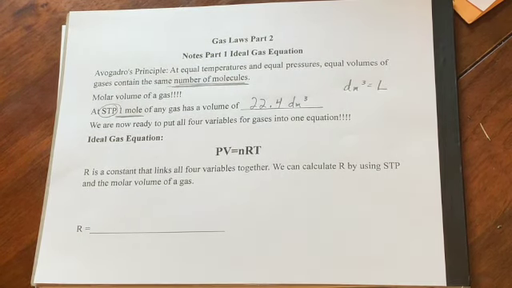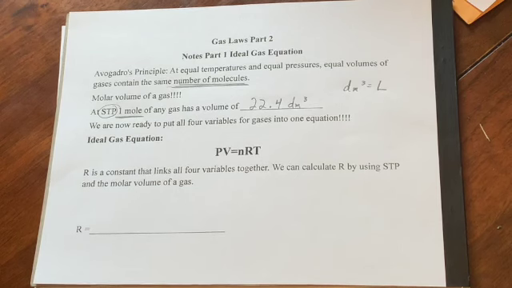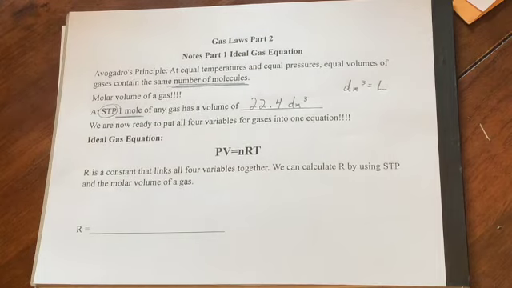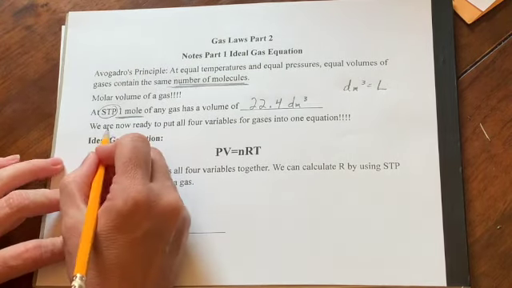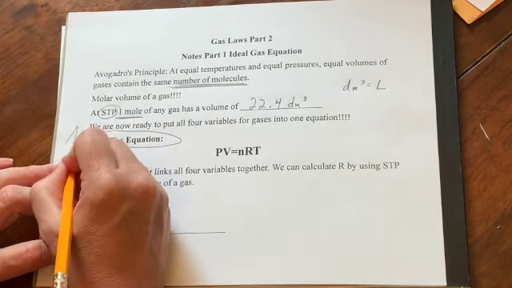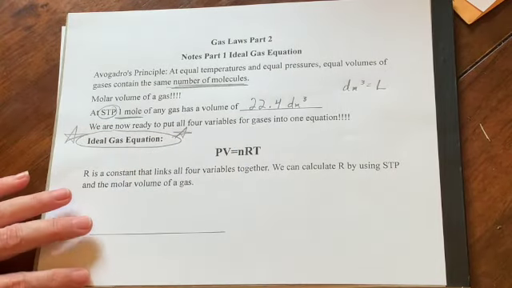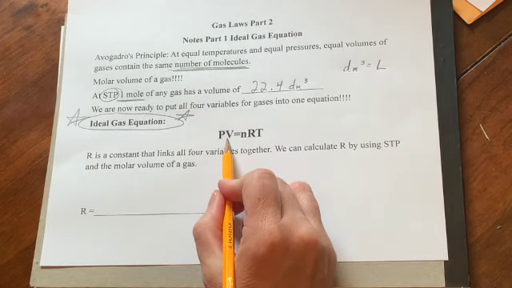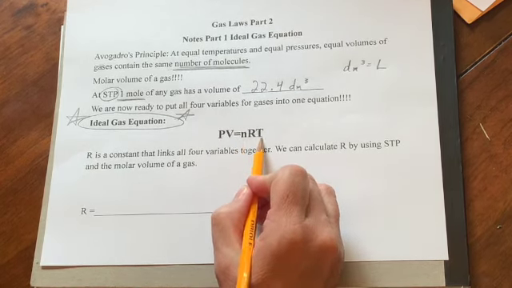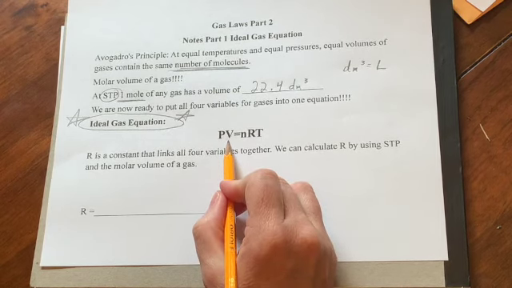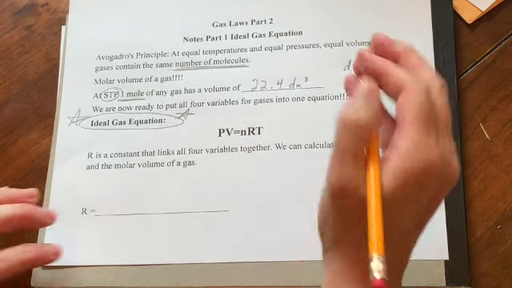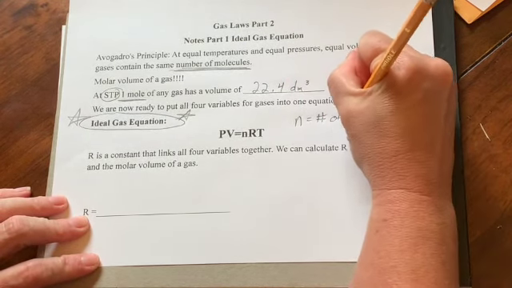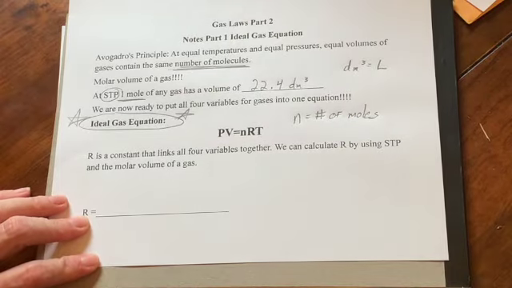All right, so now it's time to put all of our variables together: pressure, volume, temperature, number of particles, all into one equation. And we call this the ideal gas equation. So this should get a big star highlight in your notes. We write the ideal gas equation like this: PV is equal to nRT. Now, P is pressure, V is volume, T is temperature, n stands for our number of moles.